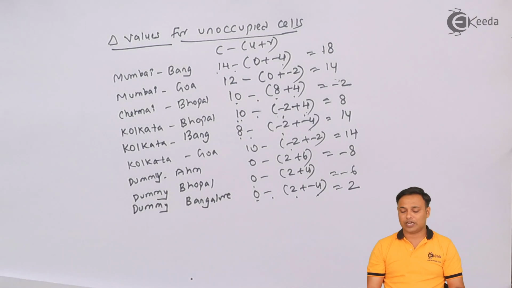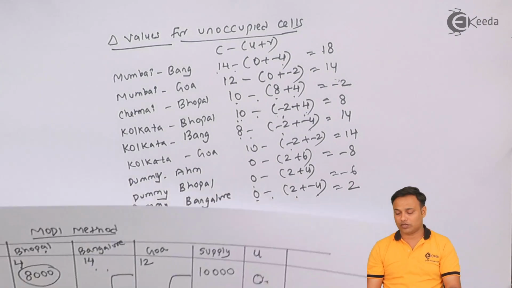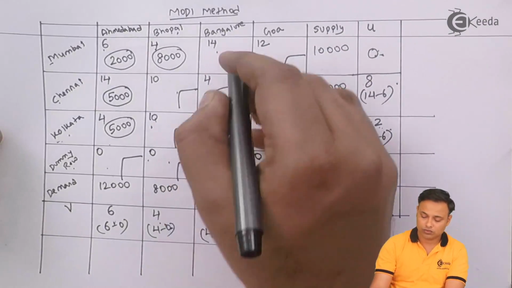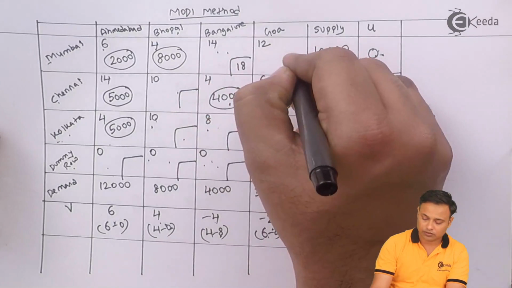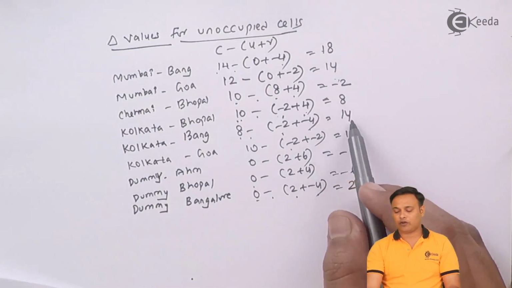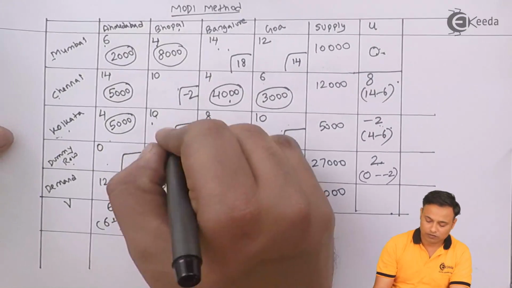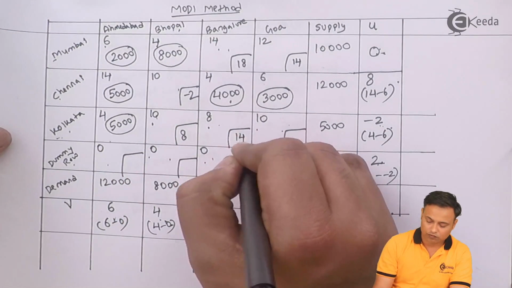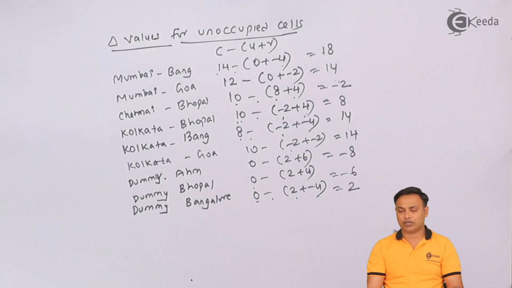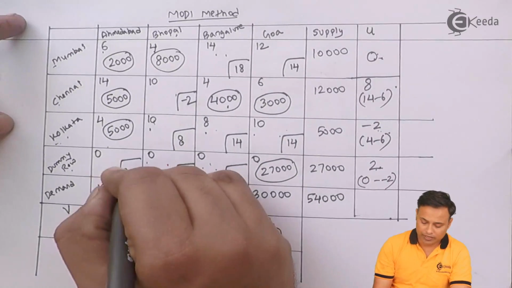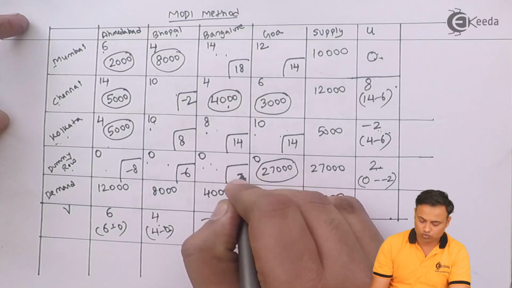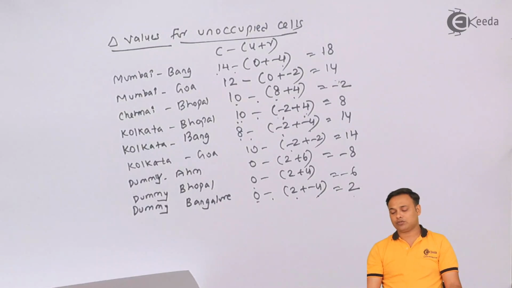Let's copy these delta values into our table of the Modi method. So we have 18, 14 and minus 2. Then we have 8, 14 and 14. Then we have minus 8, minus 6 and 2. So these are my values.